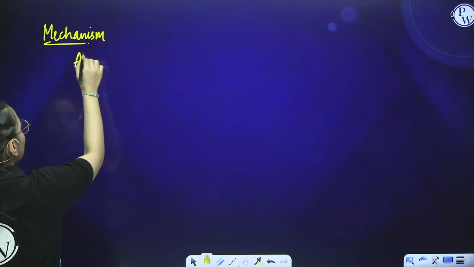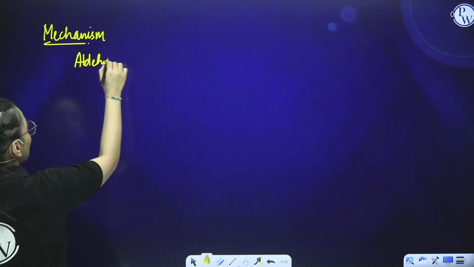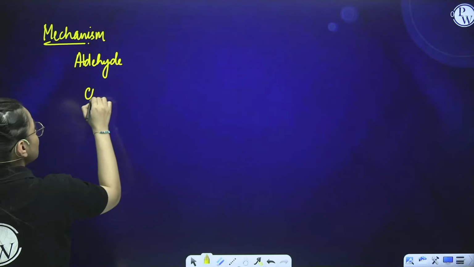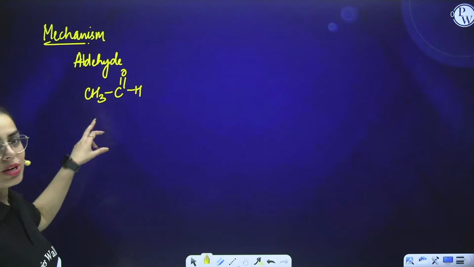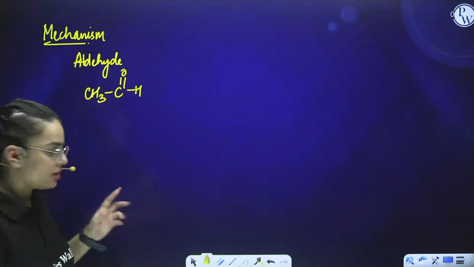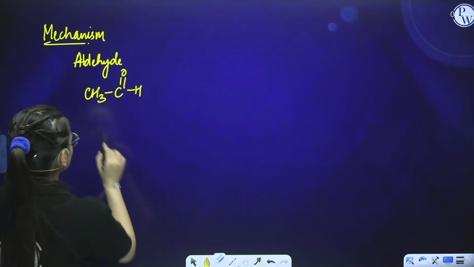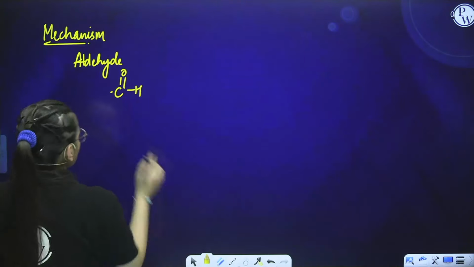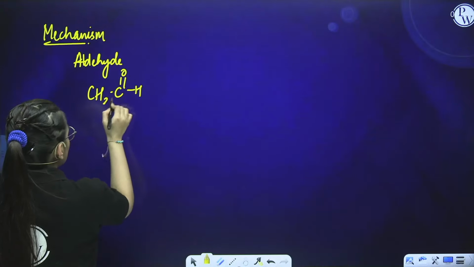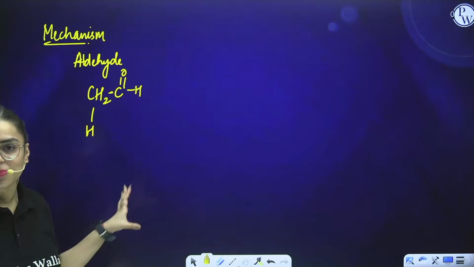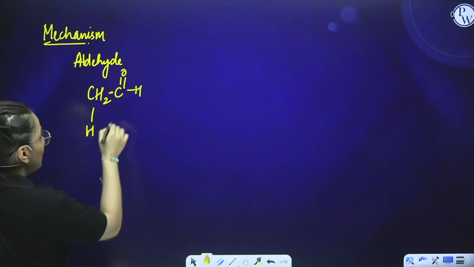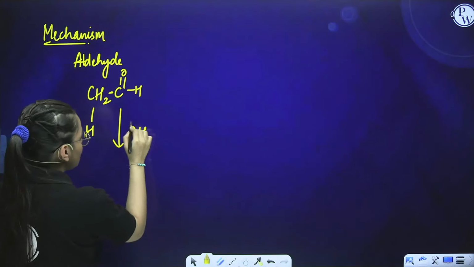Now, if I talk about aldehyde, students, basically aldehyde is CH3 C double bond OH, right? And I can also write this CH3 as CH2H in such a way, right? Now, students, what happens? It occurs in basic medium. In basic medium, OH negative ion is present.